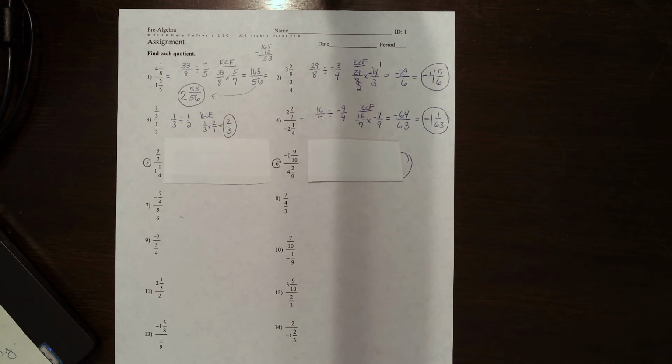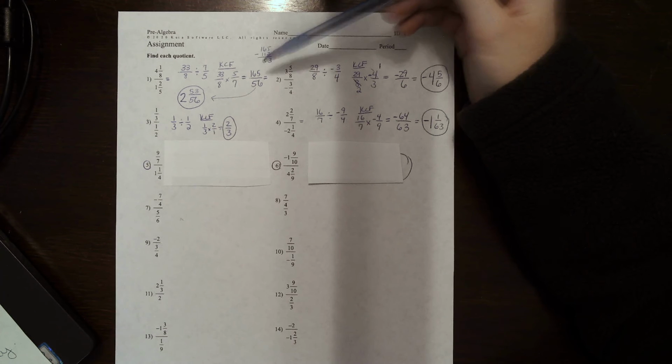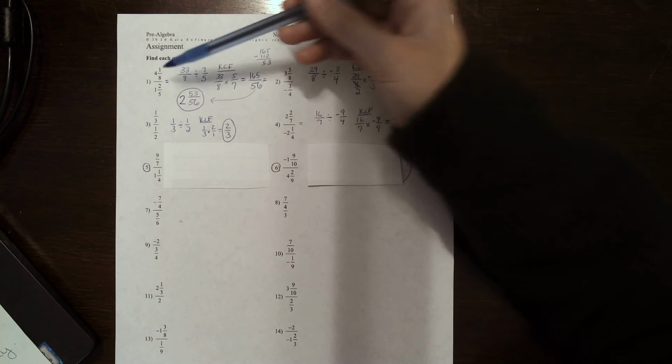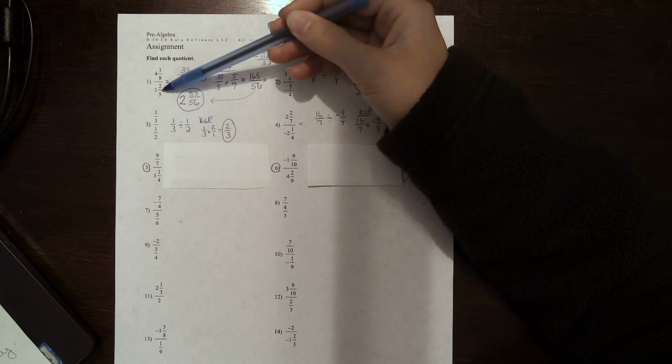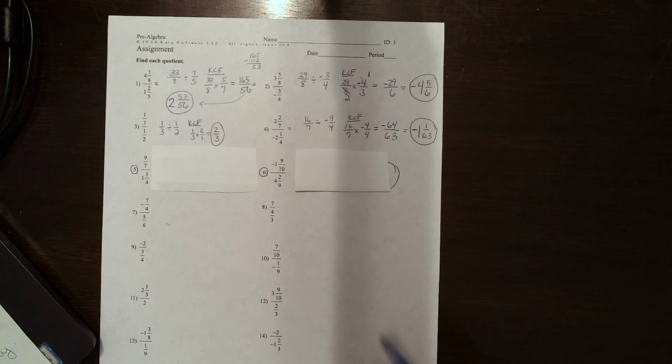Hi everyone, today we are going to learn about complex fractions. We have already divided fractions. The reason why this might look different to you is because we are writing it vertically instead of writing it horizontally. Let's take a look at number 1.